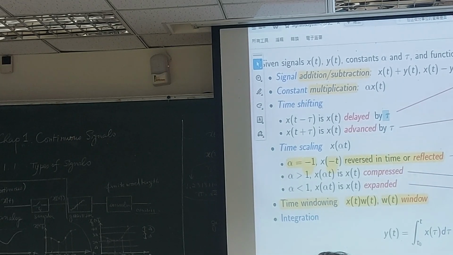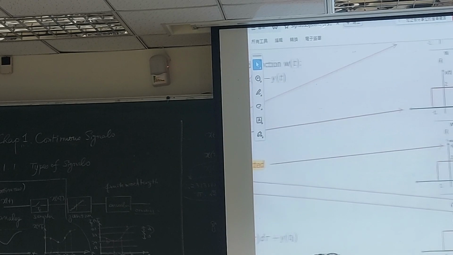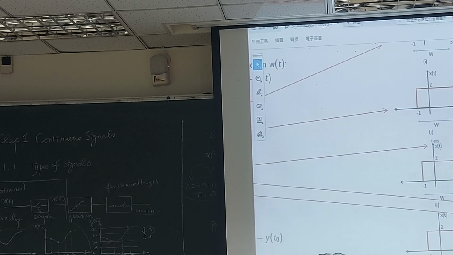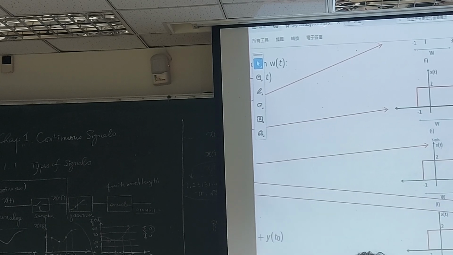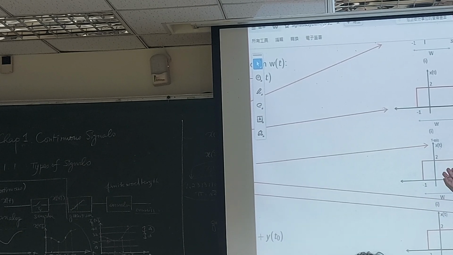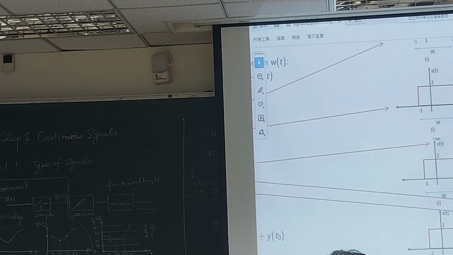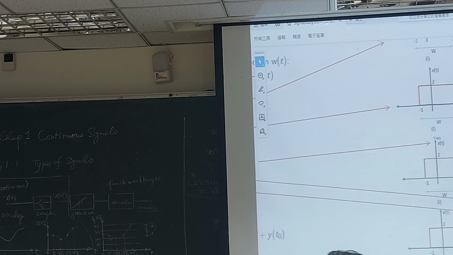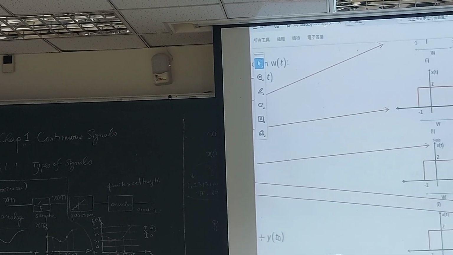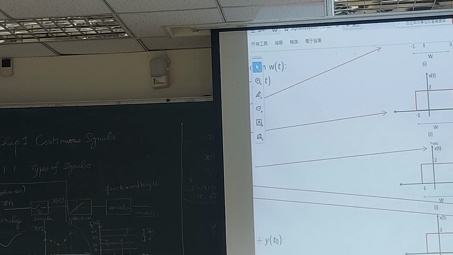And for the reverse in the time function, again, we start from the signal x of t. If we reverse the time or reflect the time, we rotate the signal about the y-axis. Okay? We flip the signal around the y-axis. So that's the reverse in time or reflected in time.